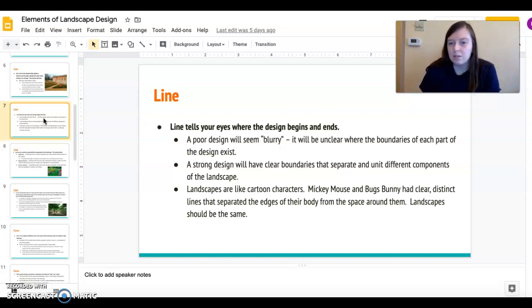Landscape should be the same. It shouldn't, again, go back to that poor design is going to seem blurry. We shouldn't have those blurred lines going on.